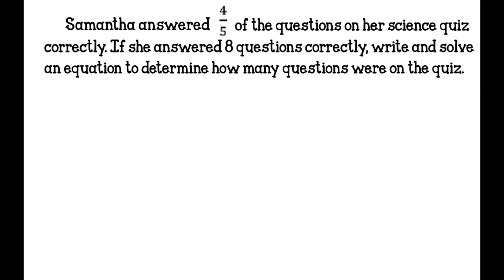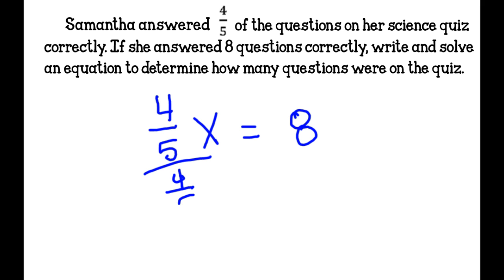Samantha answered 4/5 of the questions on her science quiz correctly. If she answered 8 questions correctly, write and solve an equation to determine how many questions were on the quiz. So if she answered 4/5 of all the questions on the test, x represents all the questions on the test because we don't know how many there were, and we know that she got 8 correct, we divide by 4/5.